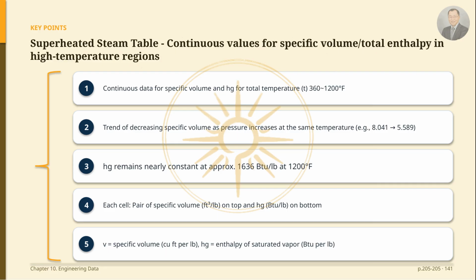There are 2 points to note here. First, at the same temperature, the specific volume decreases as pressure increases. For example, in one temperature column, it decreases from 8.041 to 5.589. Second, in the 1,200 degree column, the total heat remains nearly constant at around 1636 BTU per pound. This indicates that for sufficiently superheated high-temperature steam, the change in heat content is small even if the pressure varies. To summarize again, V is the specific volume in cubic feet per pound, and Hg is the total heat of steam in BTU per pound.